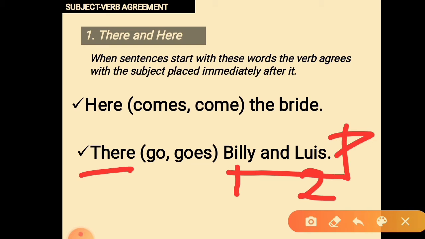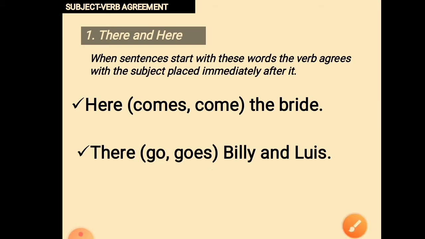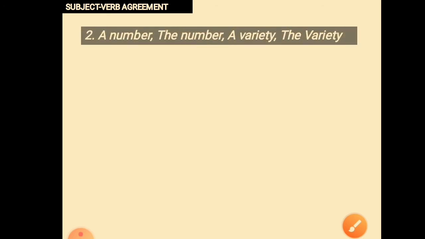In that case, the verb that we will be using is go or goes. Plural, ito si Billy and Louise. Correct, that is go, because since Billy and Louise is plural, then the verb that we will be using is plural as well. So wala siyang S. Okay, very good. Next, a number, the number, a variety, the variety.